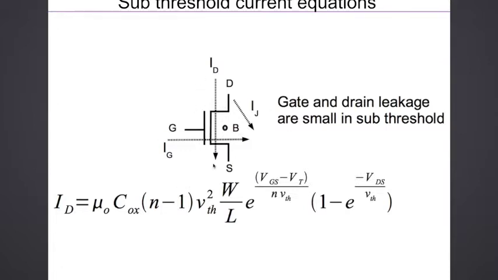So if you look at the sub-threshold current equation, you have a W by L term which is related to the size of the device. Width of the device is W, L is the length. You have the gate overdrive VGS minus VT, where VT is the threshold voltage and VGS is the gate to source voltage. This is divided by N VTH. VTH is the thermal voltage, kT by q. N is related to the sub-threshold slope. It's usually a number between 1 and 2.